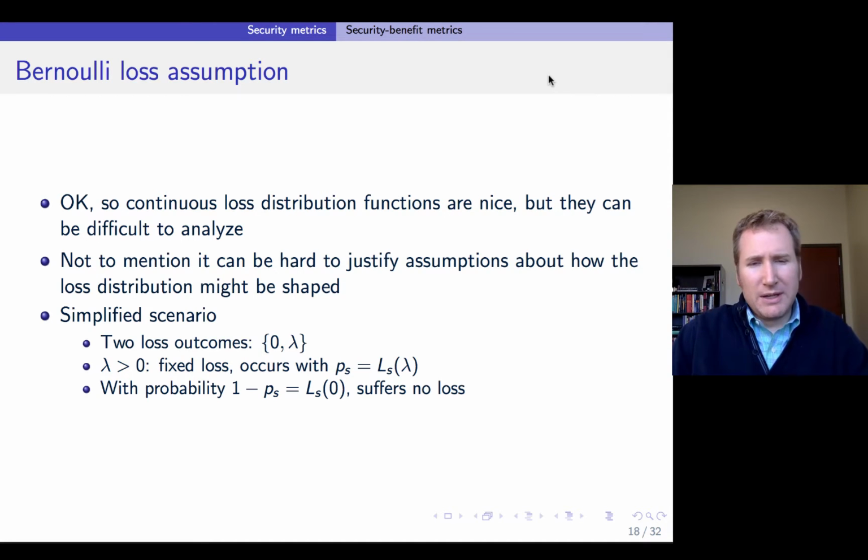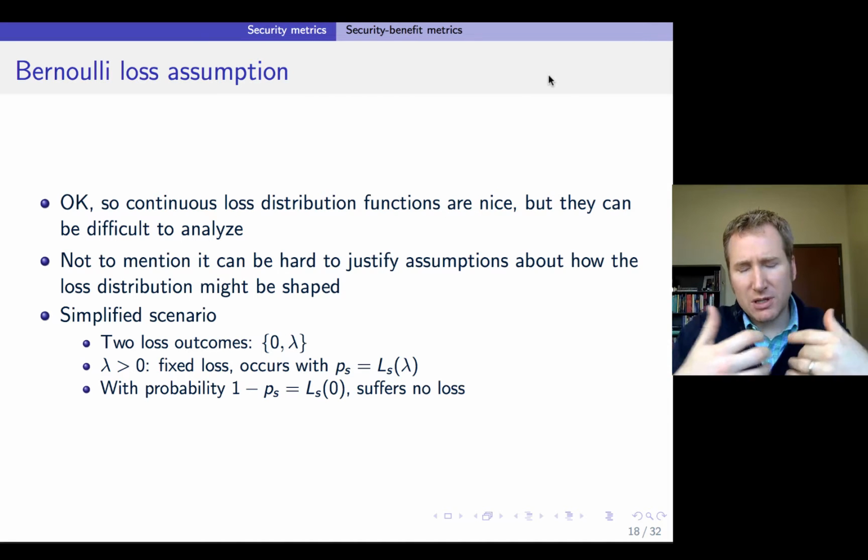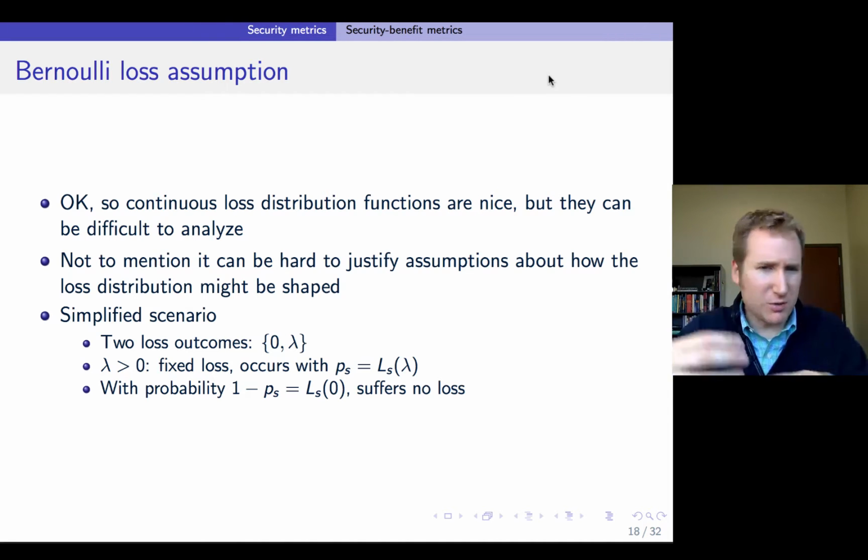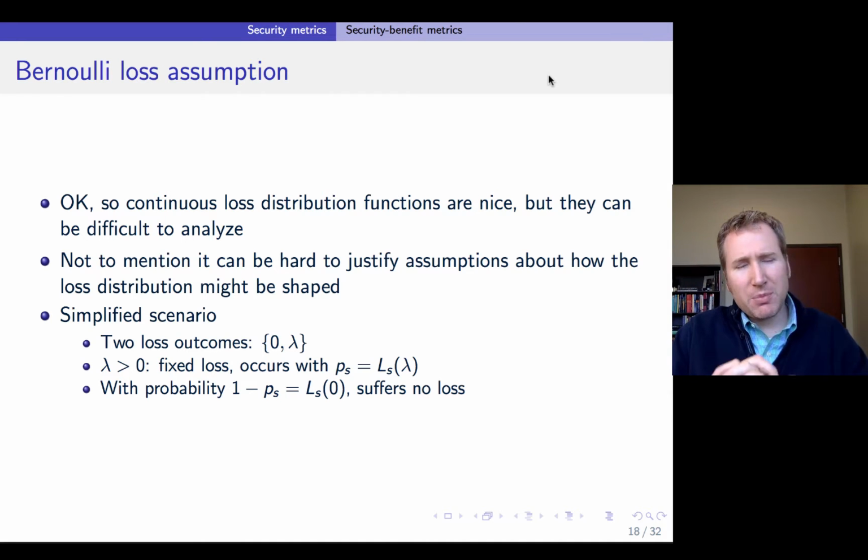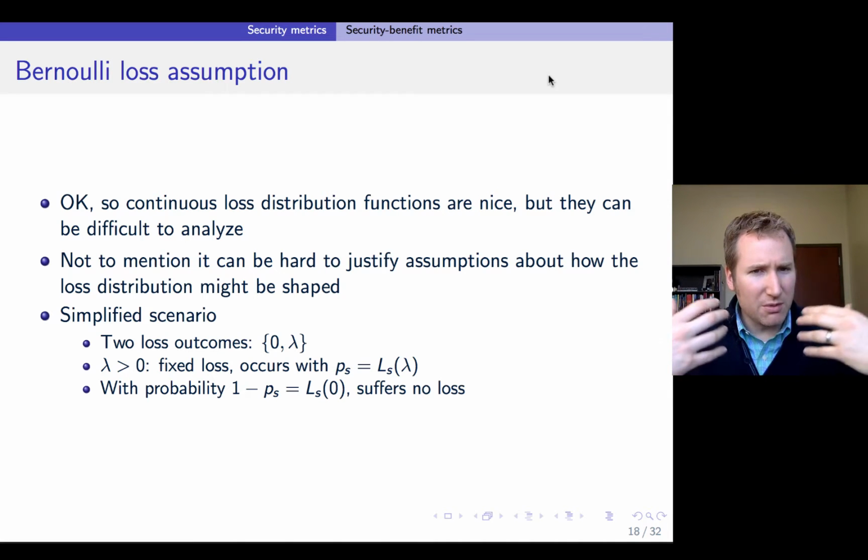Okay, so we've talked about security metrics thus far. We have been focusing on a continuous loss distribution, where we're essentially trying to compare the expected loss when you invest in security and when you don't. The presentation thus far has been very general. If you can supply a reliable loss distribution function for different security investment levels, then it would work great.